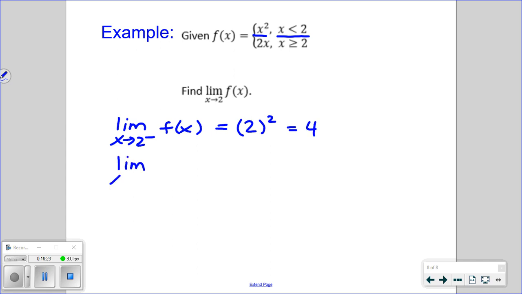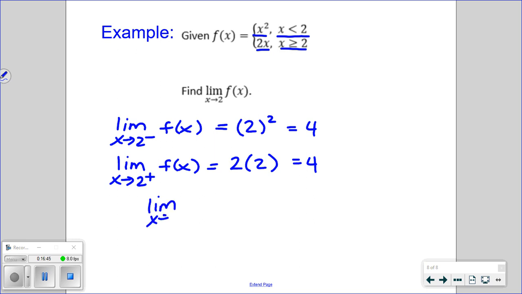Okay, let's evaluate the limit as x approaches 2 from the right. So if x is approaching 2 from the right, that's when x is greater than 2. And so in this case, we're going to plug into the 2x. Well, notice 2 times 2 is also 4. So in this case, because our one-sided limits are equal, we can say that the two-sided limit equals 4.